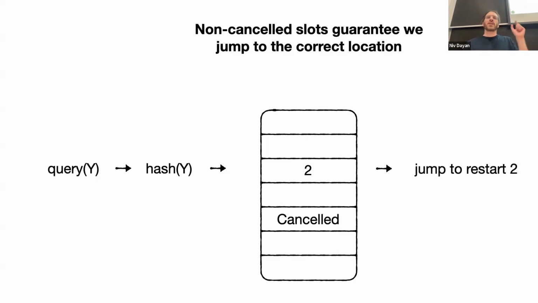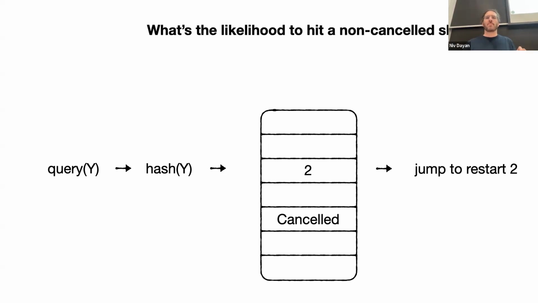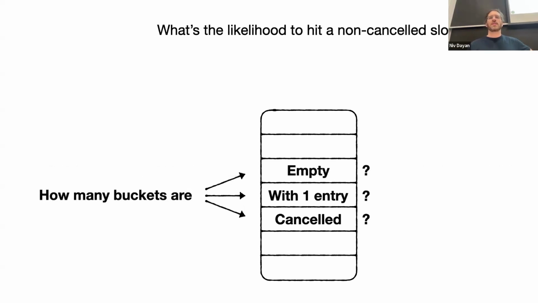Okay, so these non-canceled slots guarantee that we can jump to the correct restart location. So now we might ask, what's the likelihood that we actually hit a non-canceled slot? What's the likelihood of success? Does anybody have an idea of how we might be able to analyze this? So let's give you a hint.